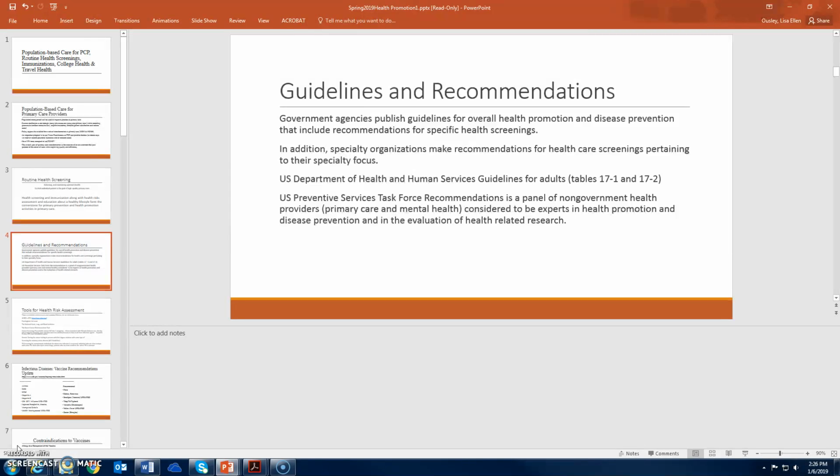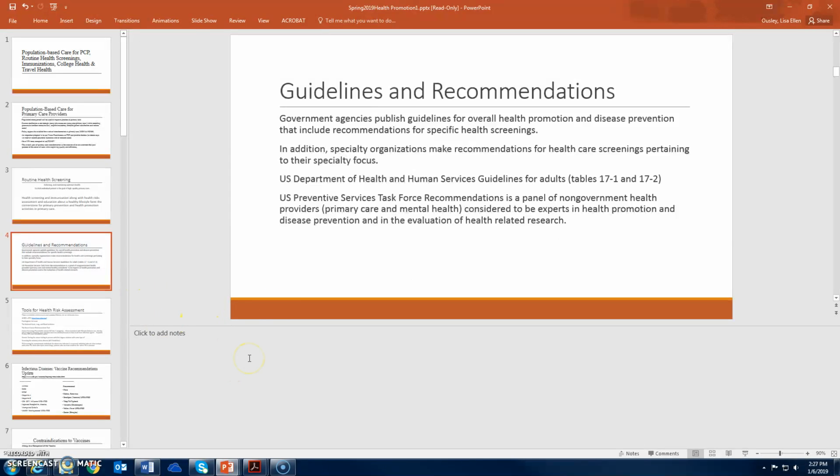So the U.S. Department of Health and Human Services guidelines are pretty straightforward. They are divided by age category, but we also need to look at the last group, the U.S. Preventive Services Task Force recommendations, and realize that's a panel of non-governmental health providers, primary care and mental health, considered to be experts in health promotion and disease prevention and evaluation of health-related research.